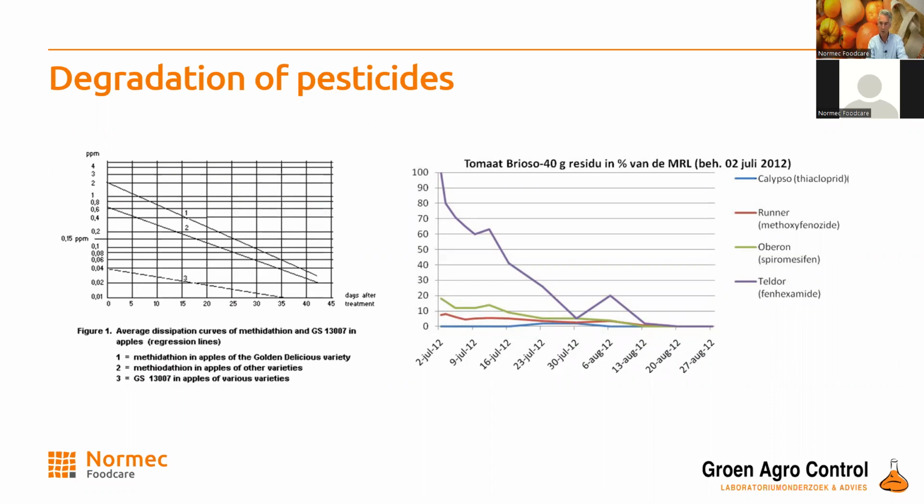The other products which are used, the Calypso, the Runner, and the Oberon, are already at the start of the test in lower concentrations, so it's not really a problem in this way.